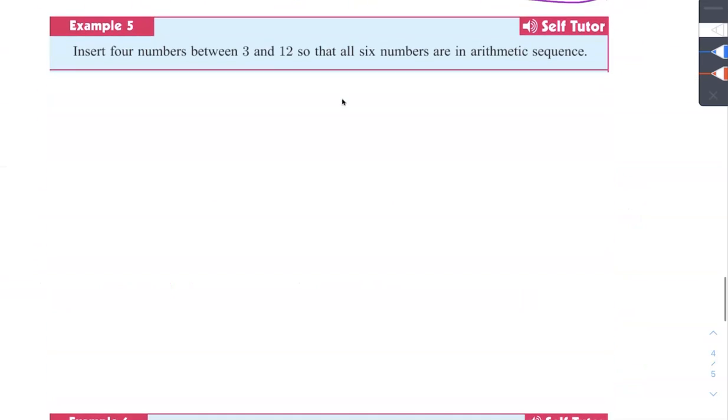Example 5. Insert 4 numbers between 3 and 12 so that all 6 numbers are in an arithmetic sequence. So let's say we have 3. We're going to insert 4 numbers: 1, 2, 3, 4. Then we have 12.